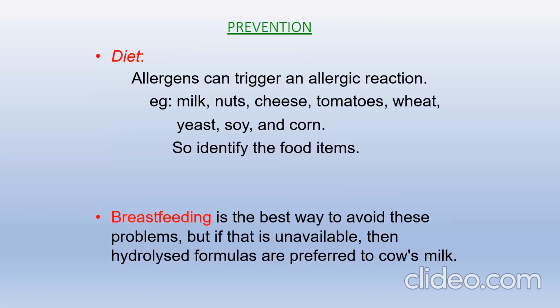Then prevention. How to prevent? First one is diet. Allergens can trigger allergic reactions. For example, milk, nuts, cheese, tomatoes, wheat, yeast, soy, and corn. So first, we should identify the food items which are causing allergy. So this can be prevented.